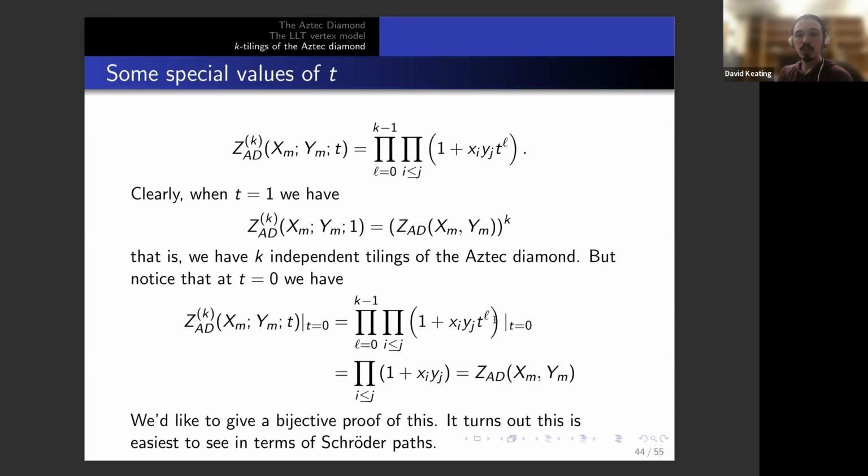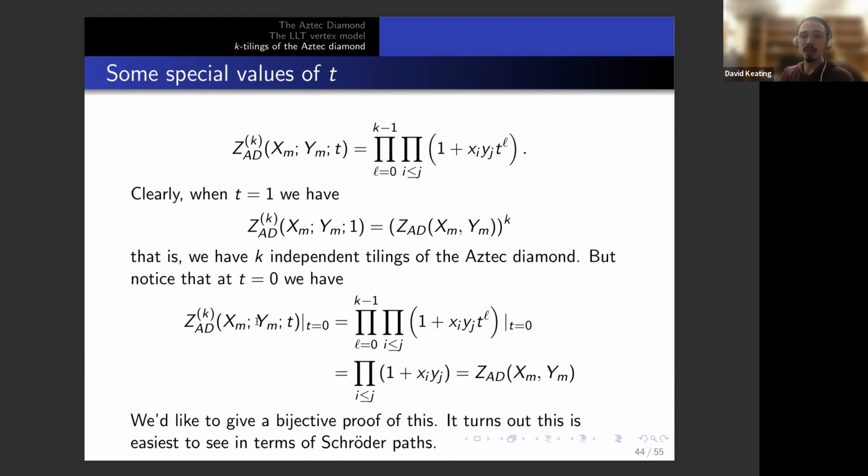But if t goes to 0, possibly surprisingly, the only terms that aren't equal to 1 are those where L was equal to 0. And so you actually just pick up the partition function for a one color Aztec diamond. So we have that the partition function for the k color Aztec diamond at t equal to 0 is equal to the partition function of the one color Aztec diamond. And we'd like to give a bijective proof of this.